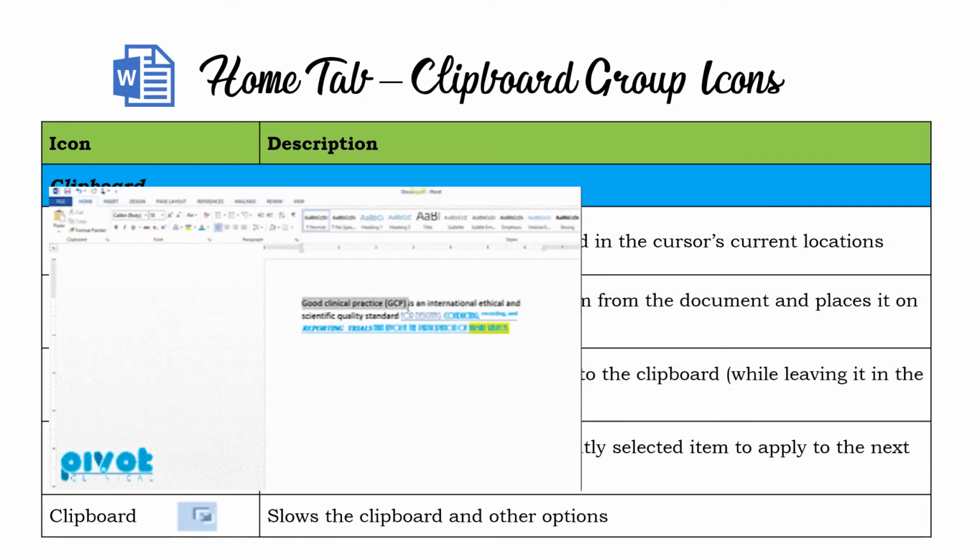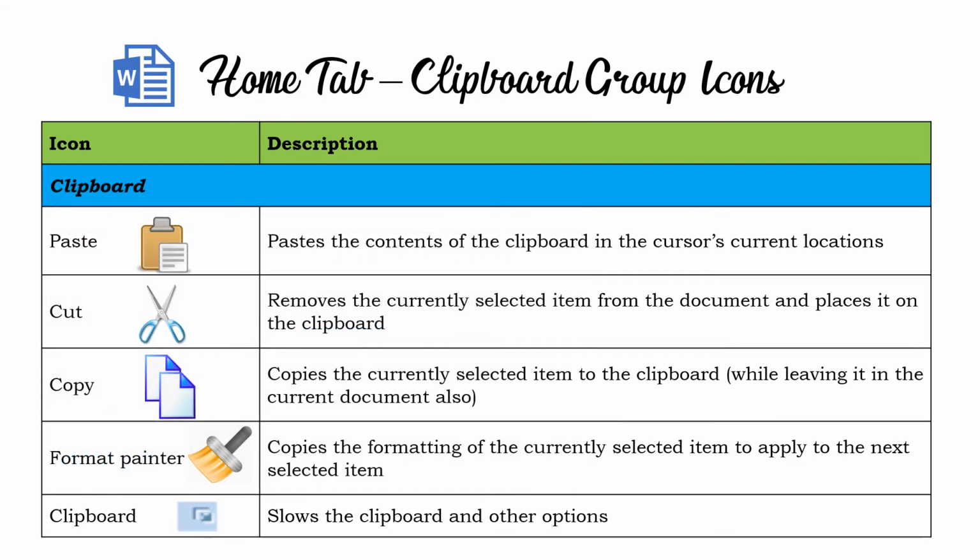Using the Format Painter, I can select one piece of text that has a formatting that I like, and then go up to the Clipboard tool group and select Format Painter. Whatever I highlight next will then have the same design as what I had previously highlighted. And this concludes the Clipboard tool group.